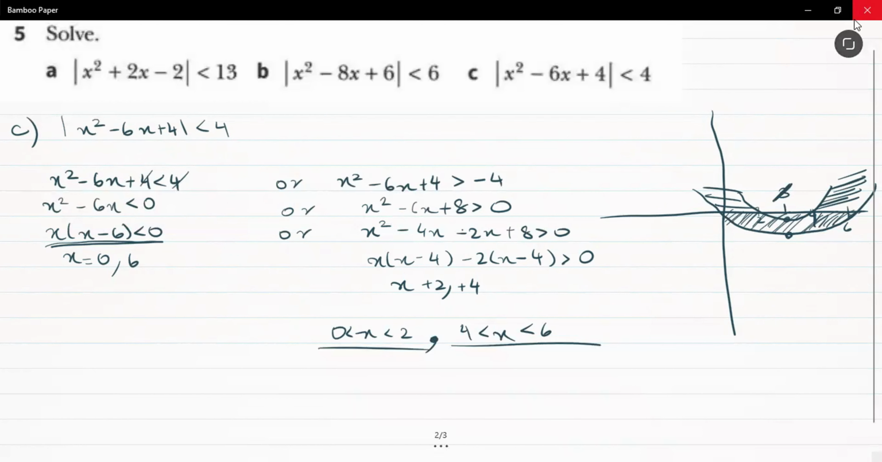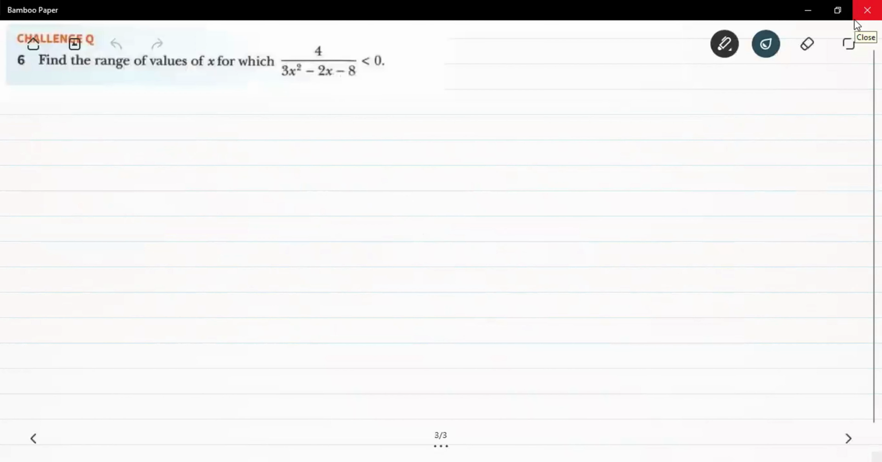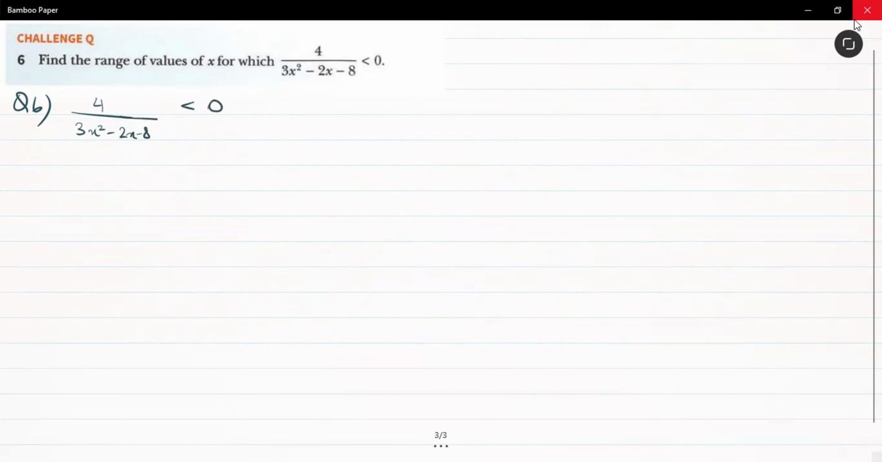And the last thing we are going to do for today is question number 6, which is our challenge question. It's basically really easy if you know the concept behind it. So what we're going to do is, first of all, write down this equation. So question number 6: 4 upon 3x squared minus 2x minus 8 is lesser than 0. Okay, so what we are going to do is just, in the denominator, solve this equation.